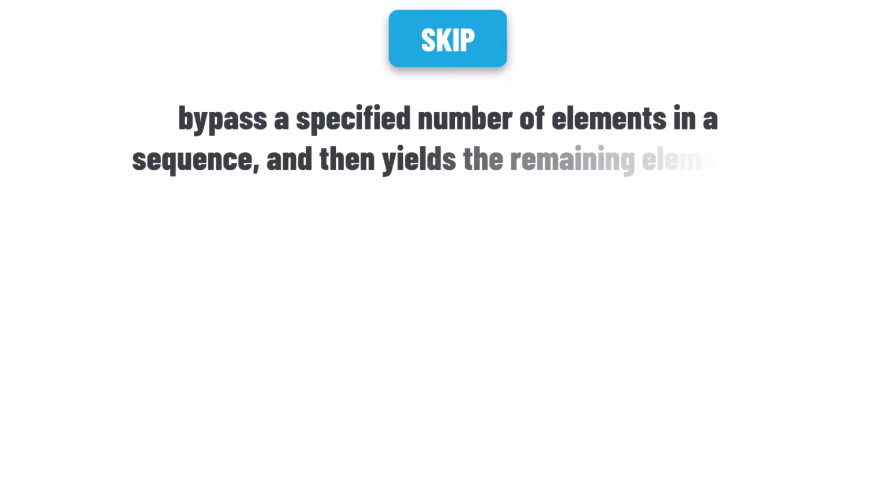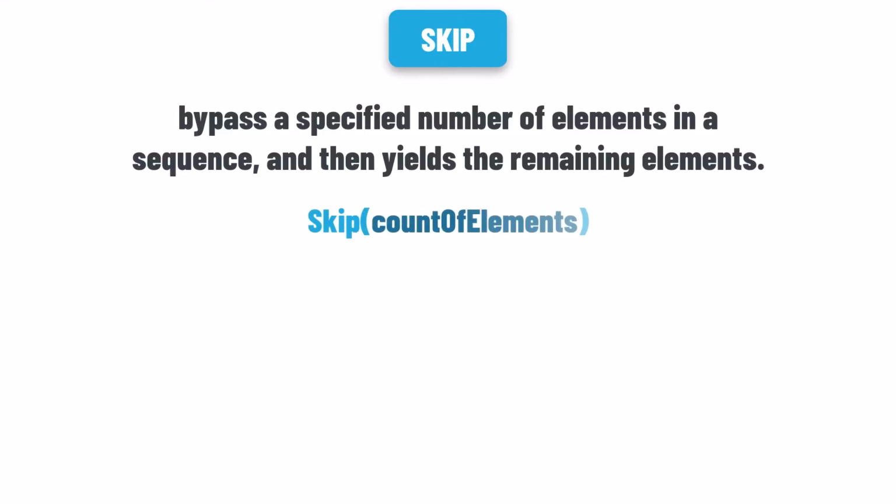The skip method in LINQ allows you to bypass a specified number of elements in a sequence, and then yields the remaining elements. Think of it as a way to jumpstart your data processing, leaving behind the initial elements you don't need. The method has only one overload, which is a breath of fresh air. This overload accepts an integer parameter, indicating the number of elements to skip from the sequence's start. For clarity, let's look at an example.